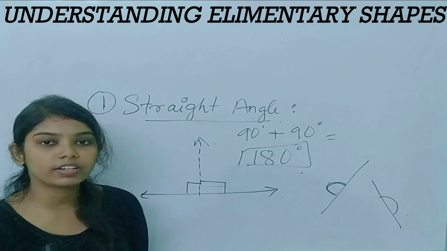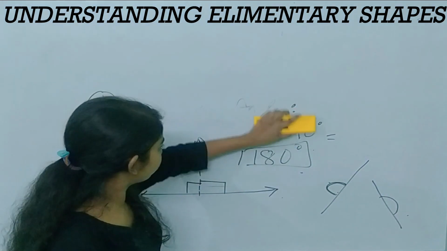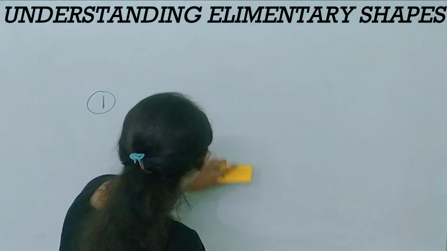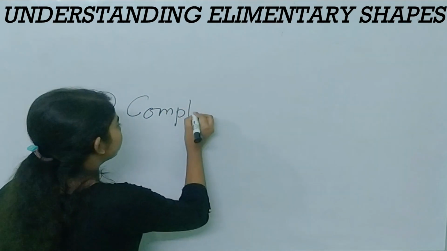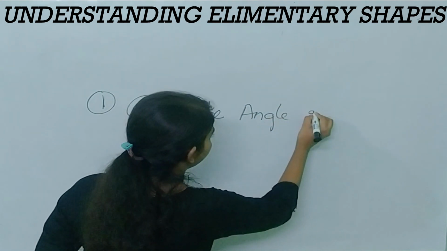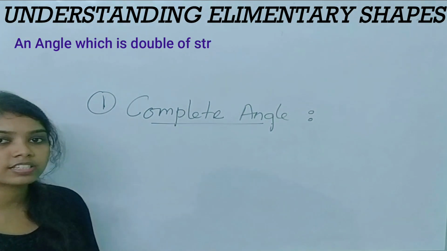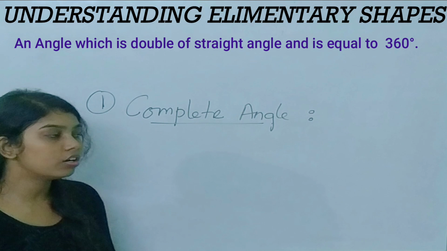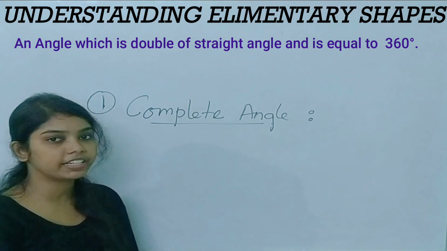Alright. Now we will go for the third angle, that is complete angle. So what is a complete angle? An angle which is double of straight angle is called a complete angle, or the angle which comprises 360 degree is called a complete angle.